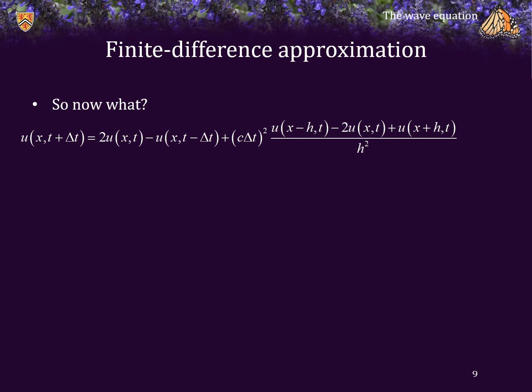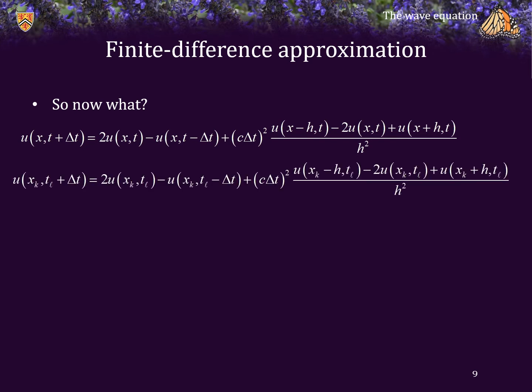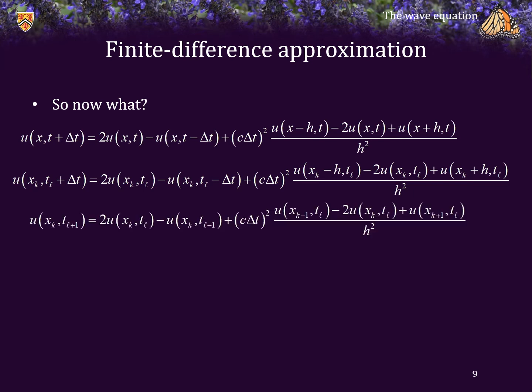Okay, so how do we do these approximations? Well, this is the finite difference version or approximation of the wave equation, and so let's substitute x sub k and t sub L into this equation. However, note that t sub L plus delta t is t sub L plus 1, t sub L minus delta t is t sub L minus 1, and similar for x sub k plus or minus h. Okay, so now we have this easier to understand version of the previous equation. So now we have a relationship between the value or the amplitude of the wave at various points.